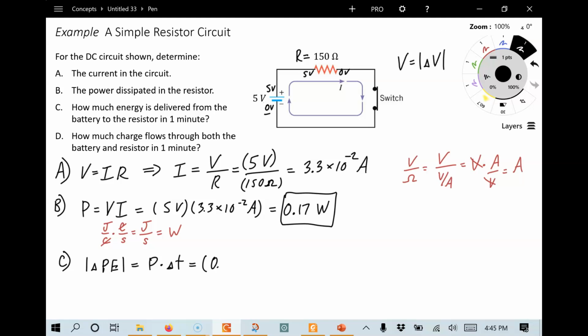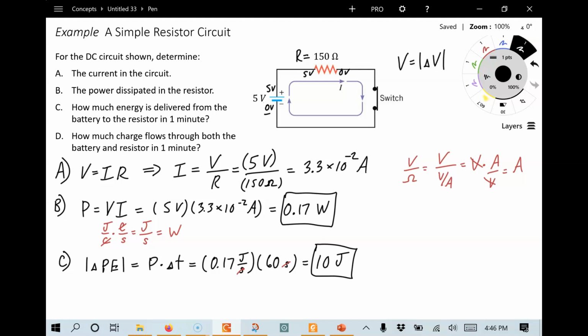Our power, 0.17 watts, multiplied by the time. 1 minute is 60 seconds. In fact, instead of using watts, why don't we use joules per second here? We can cancel out our joules, and we're going to get an answer equal to 10 joules. That is the energy that was transferred from the battery to the resistor, dissipated as heat in the resistor, and it was carried by the charges.